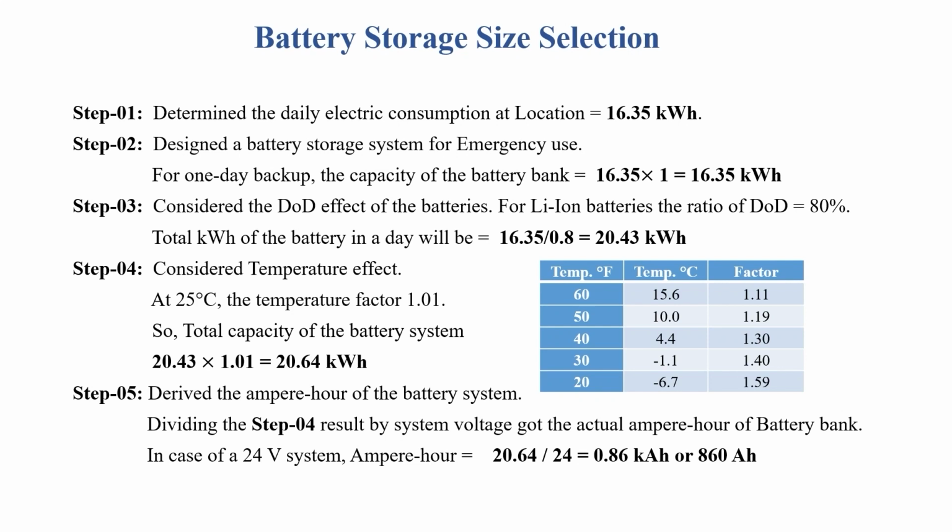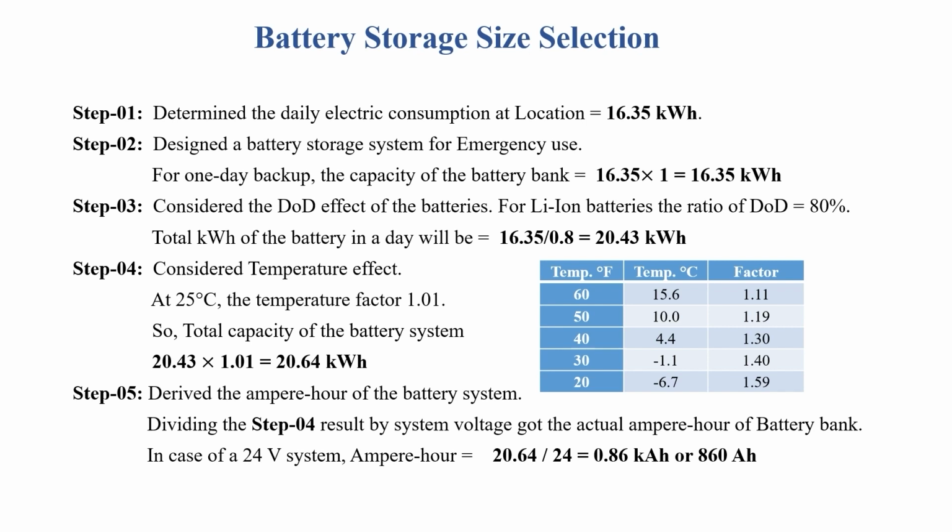At first, we have considered the daily consumption of our remote house is 16.35 kilowatt-hours, as we are taking the backup for a day. So considering the depth of discharge for the lithium ion batteries 80%, we can find the total kilowatt-hours is 20.43. Then we are considering the temperature effect. At the right side, there is a chart where we can find the temperature factor for the lithium ion batteries. At 25 degrees Celsius, the temperature factor is 1.01. So the capacity of the battery system will be 20.64 kilowatt-hours.